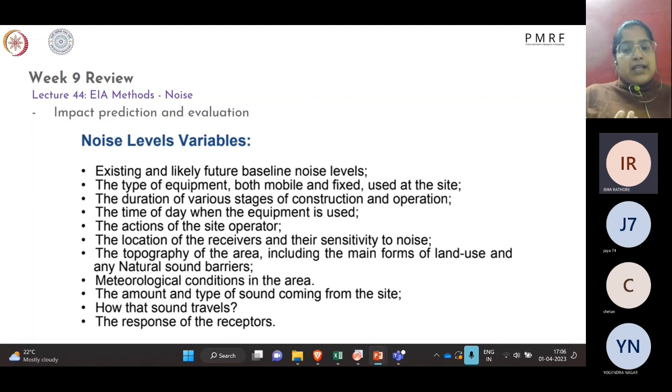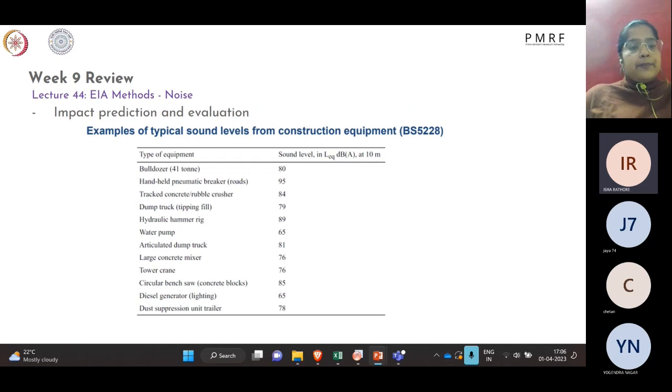Topography of area, including the main landforms, land use and natural sound barriers, the meteorological conditions in the area, that is the wind speed, wind direction, temperatures, the amount and type of sound which is coming from the site. You need to identify the sources and the frequency of sound which was happening. The instrument is measuring all of these things, and how that sound travels, the response of the receptors, whether they were irritated, whether they noticed the sound while they were doing these activities. So these are the few variables which, apart from the instruments, you need to capture in your recording.